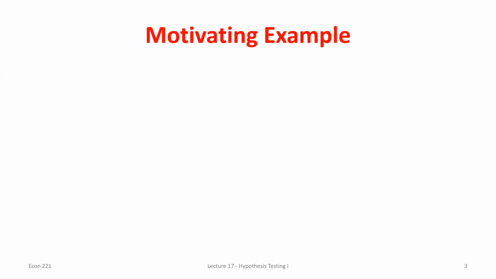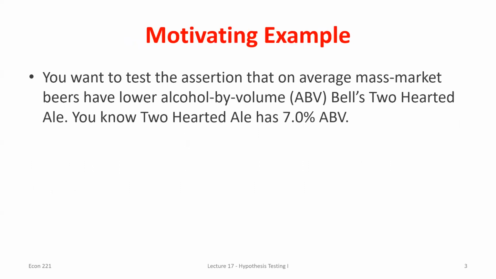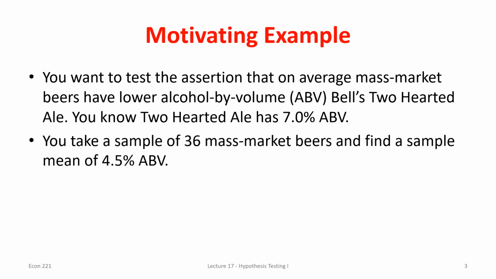So that's kind of the idea of what we're doing. I've got an example that we'll work through with some actual numbers later on. It might be something like, you want to know whether the average mass market beer has an ABV different than, I chose one specific beer, but basically the value of 7%, right? So I take a sample of 36 and I see this sample mean of 4.5. Well, that's very inconsistent with this value, right?